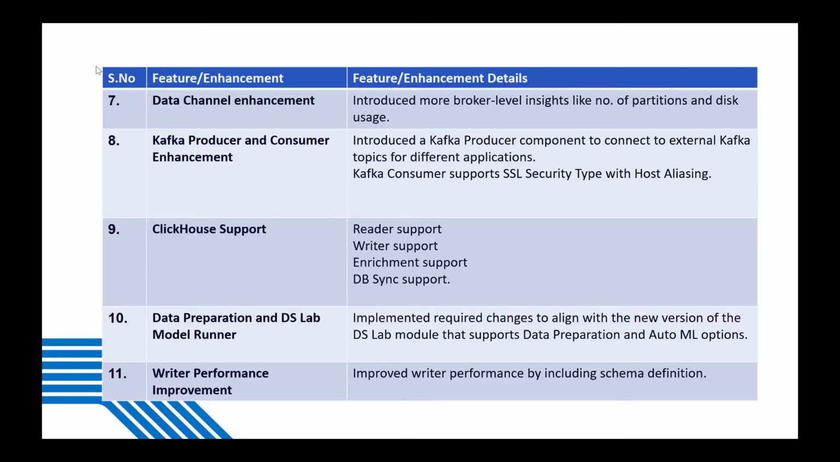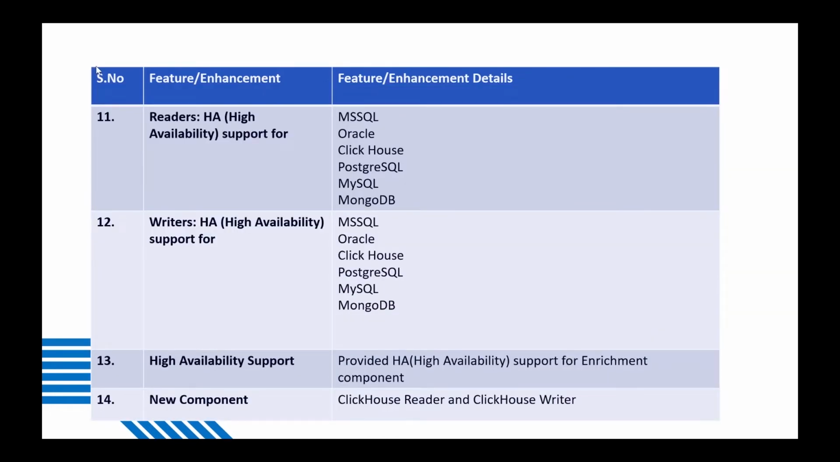Next is a writer performance improvement. So we have improved the writer performance by just including the schema definition. High availability supports for the reader, writer, and enrichment component. So these are the sources where we can achieve the high availability.